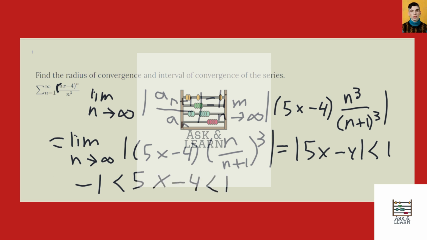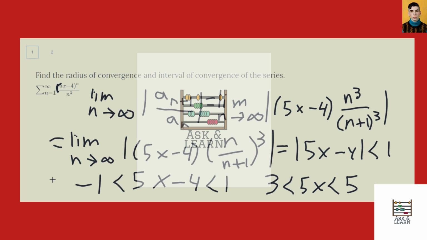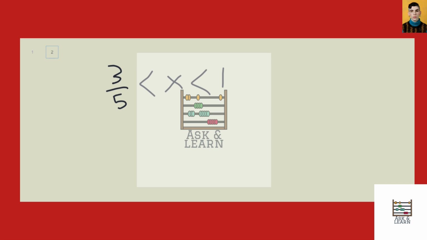So we can add 4 to both sides, and end up here. Then we can divide both sides by 5. And that's not going to flip the inequality signs here, right? This is still less than, it's still less than. It's not going to flip the inequality signs because we're dividing by 5 and 5 is a positive number. If we're dividing by a negative number, then they would have to flip. Okay, so the interval of convergence is going to be from 3 over 5 to 1.